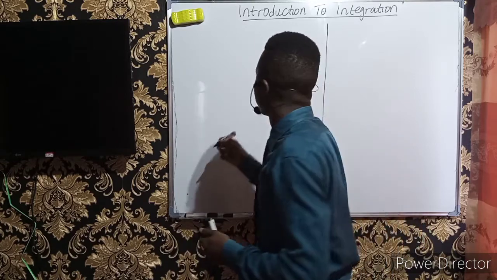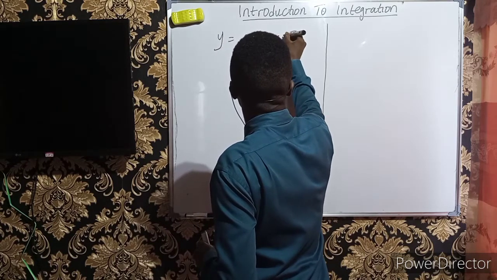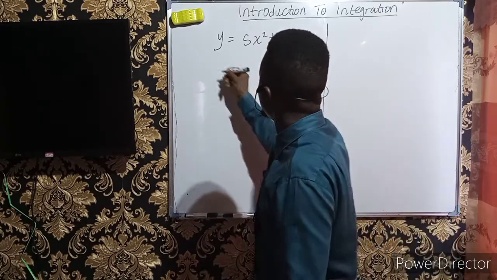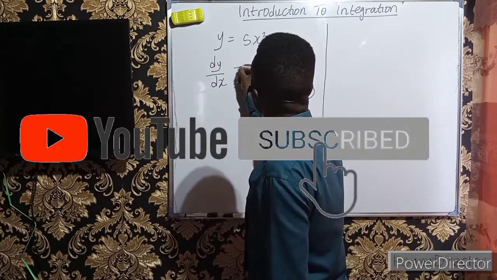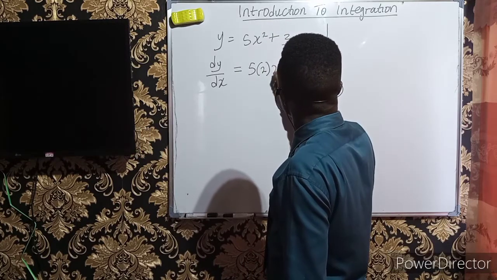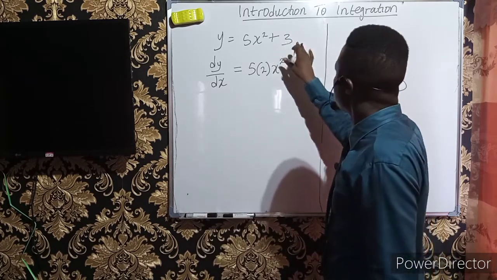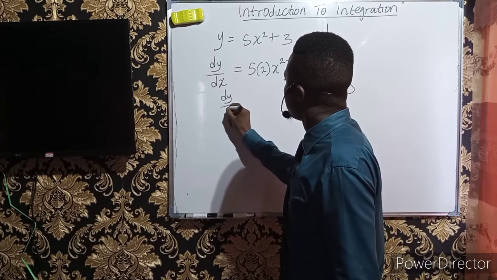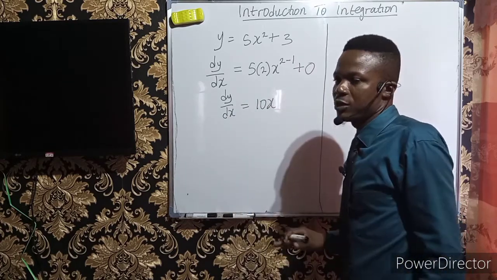Take for example, when you have that y is equal to 5x squared plus 3. If I want to differentiate this function, I'll have dy over dx, which will give me 5 is here, the power will come to the back, I'll have 2x to the power 2 minus 1. From what I told you in my videos on differentiation, whenever you differentiate any constant, it will give you 0. So here, my dy over dx will give me 10x, because 2 minus 1 is nothing.